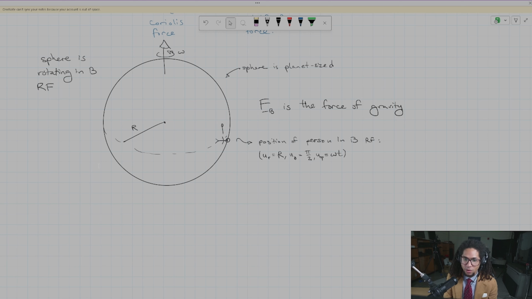Now, in reference frame A, that's the reference frame where the person is stationary.